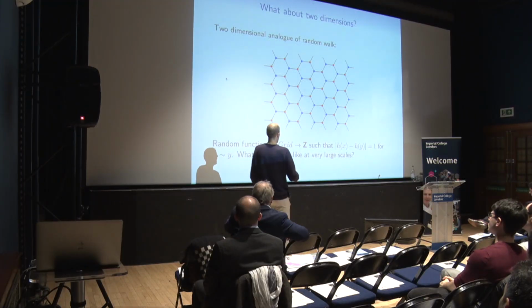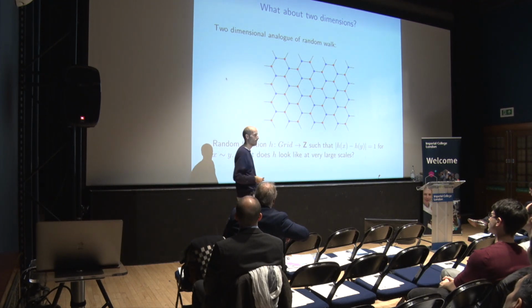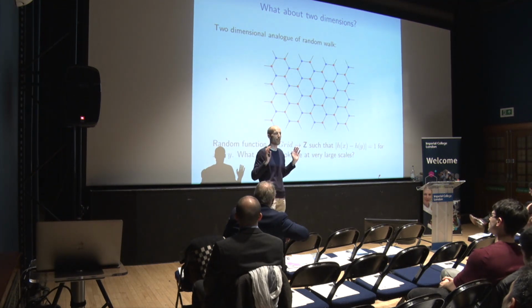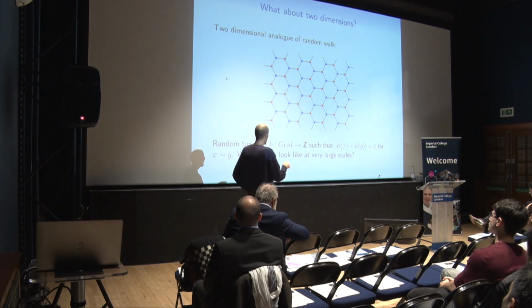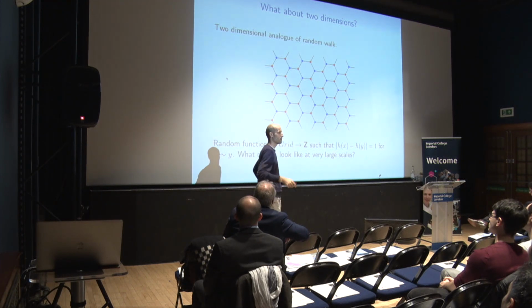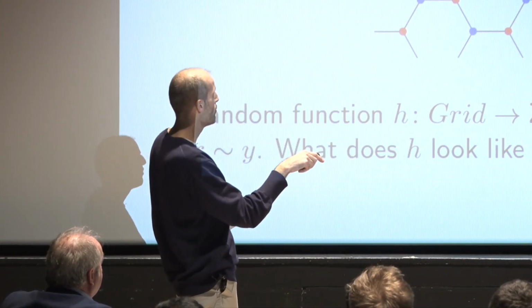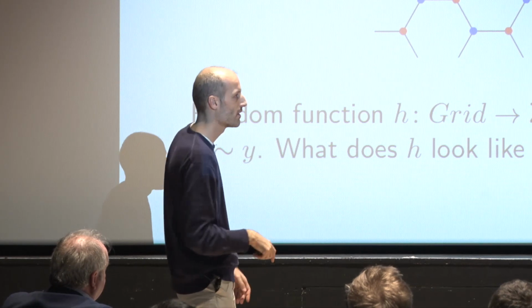A 2-dimensional analog of this could be the following. Take a nice 2-dimensional graph like this. For example, this honeycomb graph, or you could just take the square lattice. It's a graph which has the property that it's bipartite, so you can color it in 2 colors in such a way that every edge always connects one color to the other color. So that's what you see here. Blue is always connected to red and vice versa.